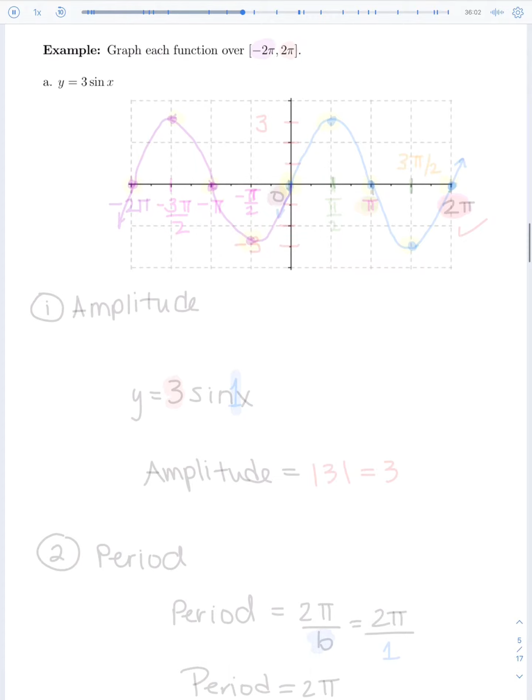Let's start out with this first function. In this first function, we have y equals 3 sine of x. Well, before you do anything, we need 2 things. We need the amplitude and we need the period. So one thing at a time, let's work on that. First of all, let's find our amplitude.